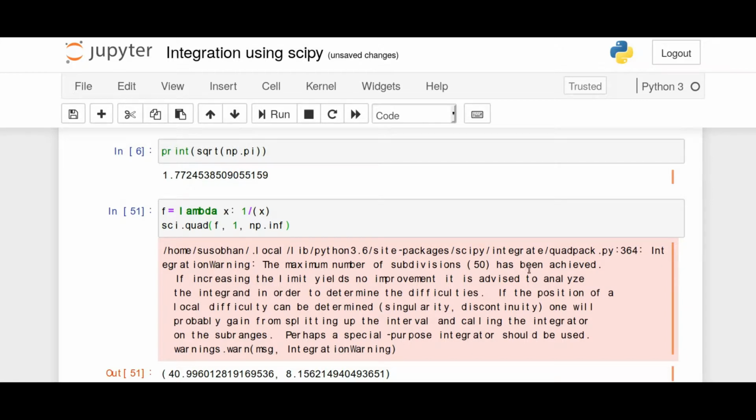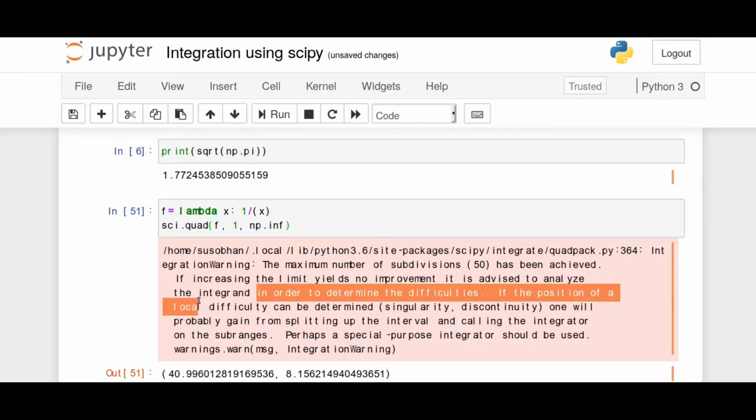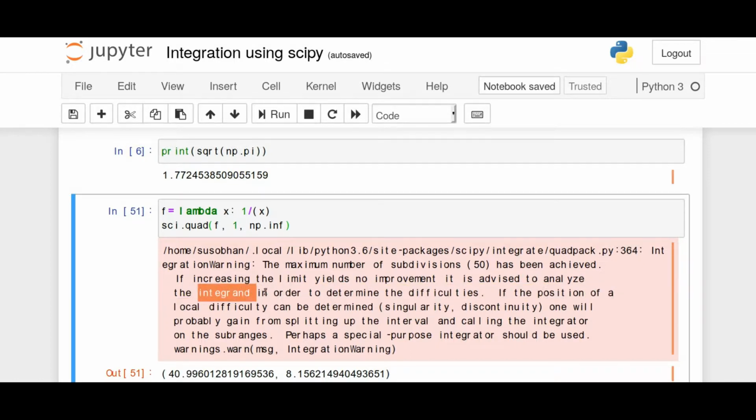Maximum number of subdivisions 50 has been achieved. Increasing the limit yields no improvement. That means there is no convergence. It is advisable to analyze the integrand, as we have said in our theory part, in order to determine the difficulties. If the position of a local difficulty, singularity or discontinuity, can be determined, one will probably gain from splitting up the interval and calling the integrator on the subranges. Perhaps the special purpose integrator should be used.